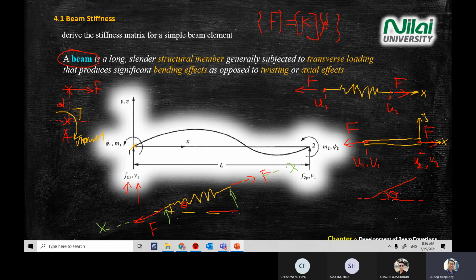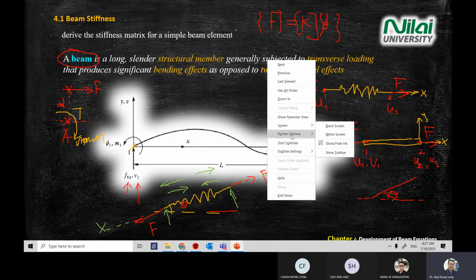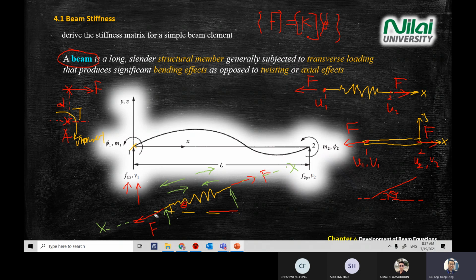Because for a spring we use Hooke's law, this spring can either compress or extend in this direction. Correct? Yeah. Now, yeah, you can say that.